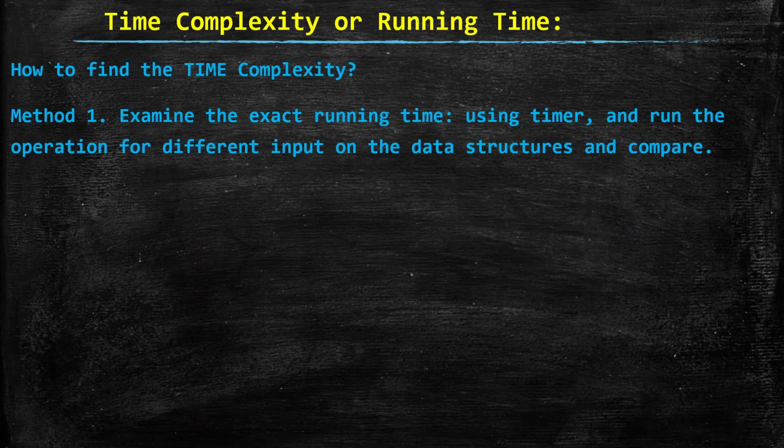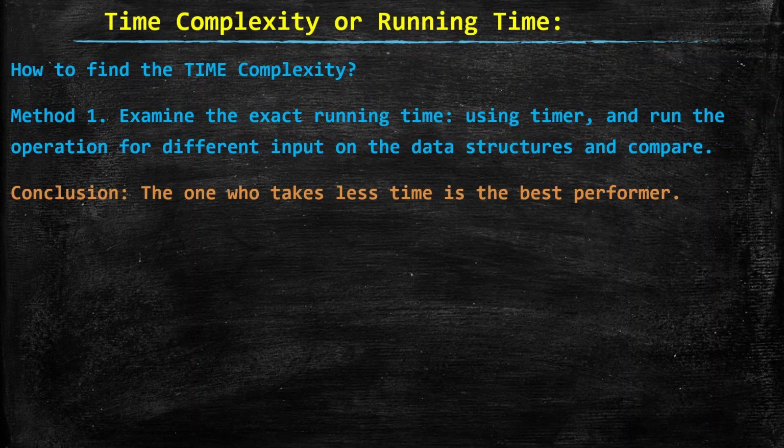There are two types of analysis we have already discussed, a priori analysis and a posteriori analysis. If you have some confusion, you can go to my previous video. Examine the exact running times using timers, run the operations for different inputs on the data structures and compare, which means repetitions also. In conclusion, the one that takes less time is the best performer.